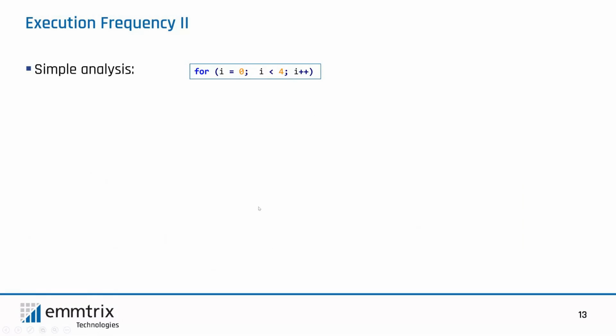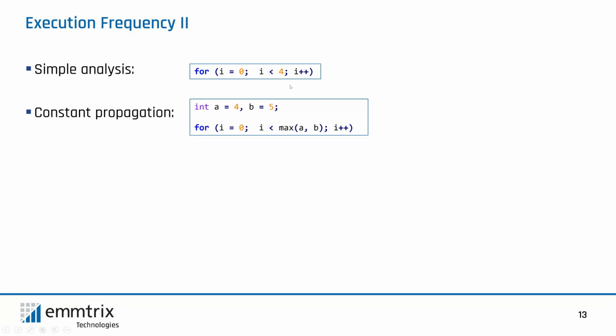Now, how do we get these numbers? The simplest case is to statically analyze this. If we have a loop like this, then it has to be 4 iterations, if we just have from 0 to smaller than 4 and we don't have any changes to the variable i inside the body of the loop. This would be the simplest case, but usually this is an exception in normal code.